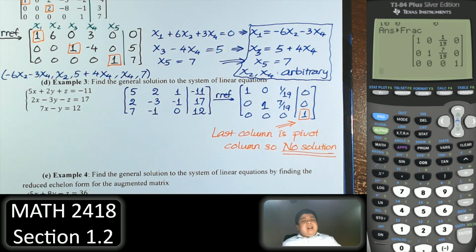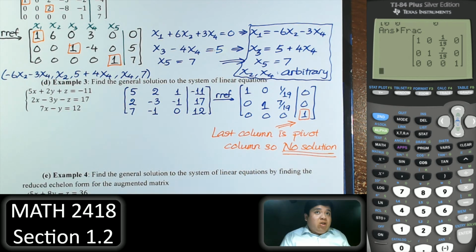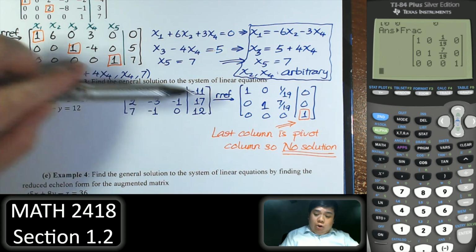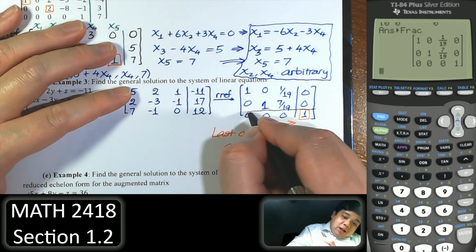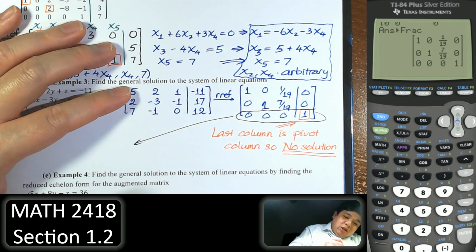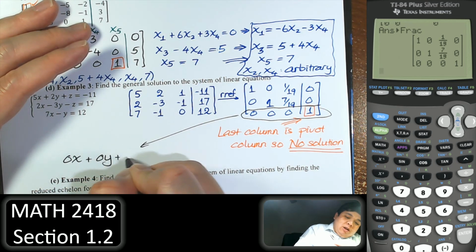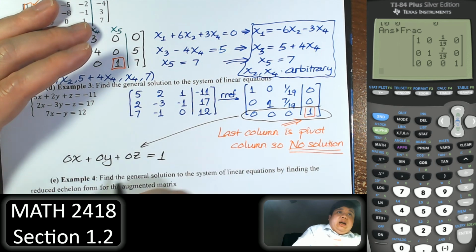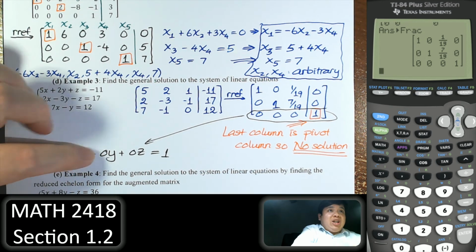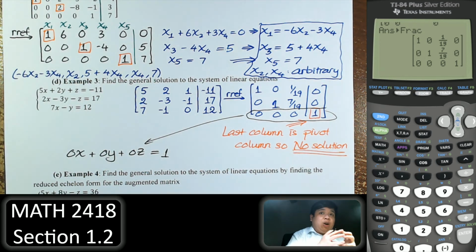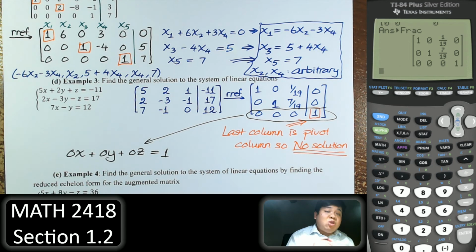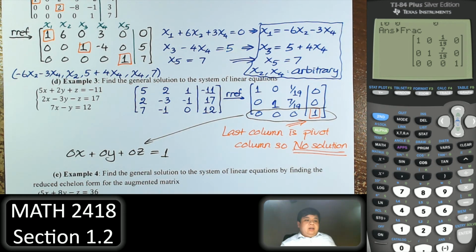Right, it is very easy to see why the last column is the pivot column. It will give us no solution, because if we write this in terms of an equation, what do we have? 0x plus 0y plus 0z equal to 1, and that's not possible, right? We have no x, no y, no z. There's no way they can combine and give us 1. So that's why it's no solution in that case. So, very simple.